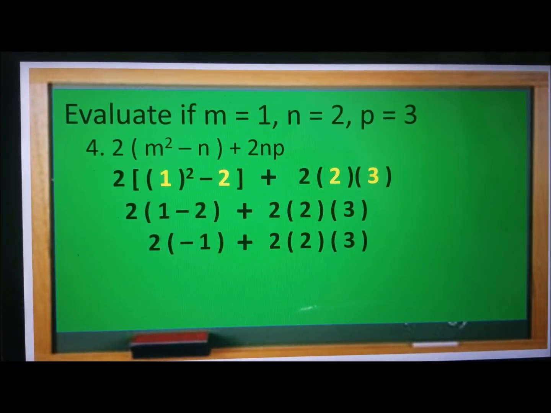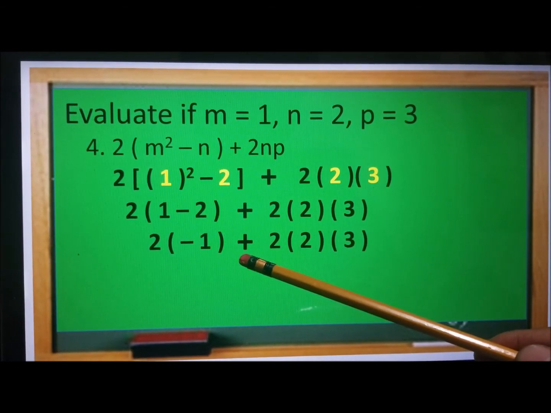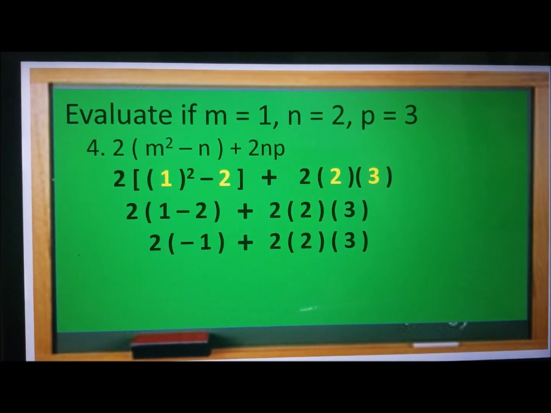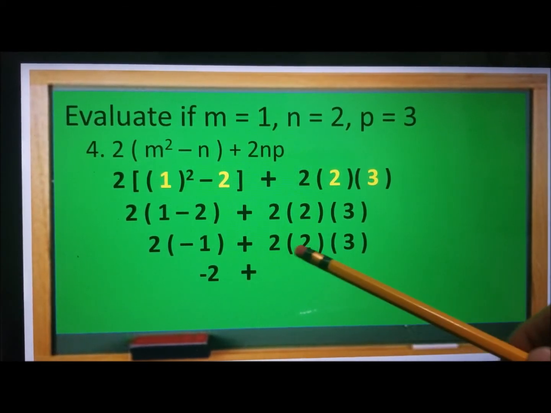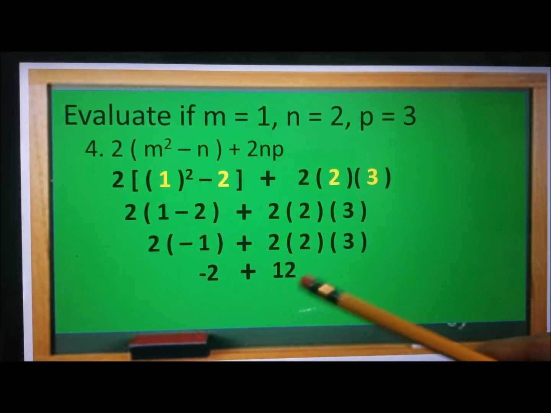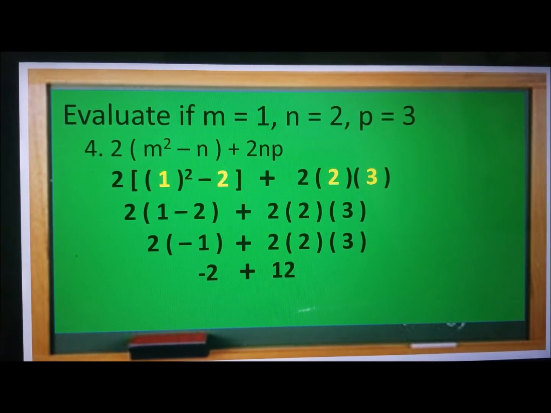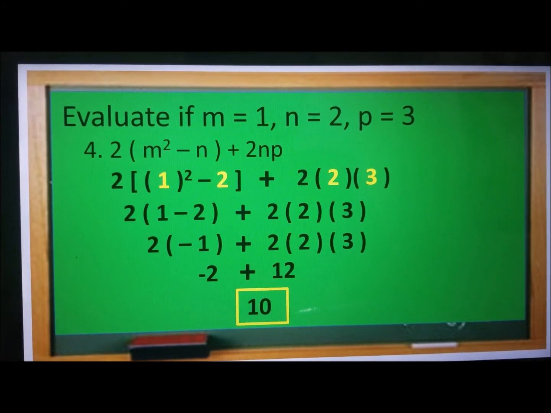After evaluating the terms in the parentheses, we only have multiplications and addition this time. Again, we have to evaluate multiplication first. So we'll have 2 times negative 1 is negative 2, plus 2 times 2 times 3, that would be 12. Finally, we just have to add negative 2 and 12, then that would be 10. So the answer for this example is 10.